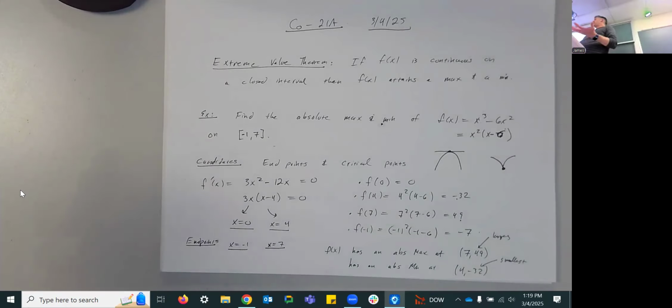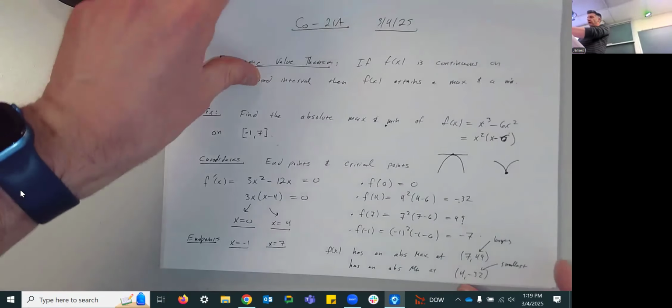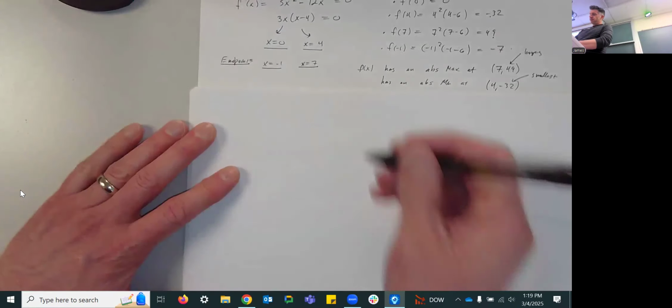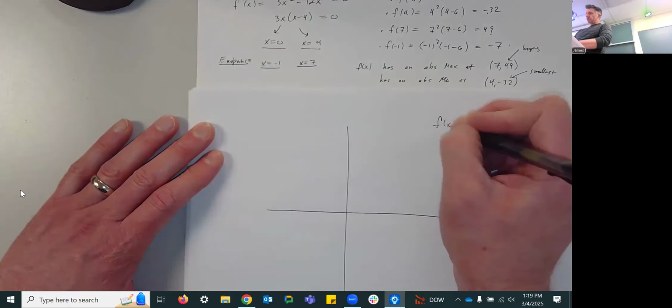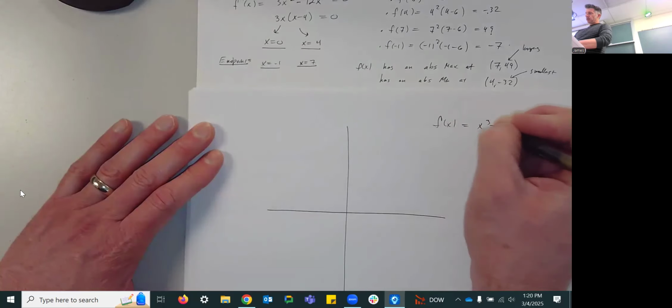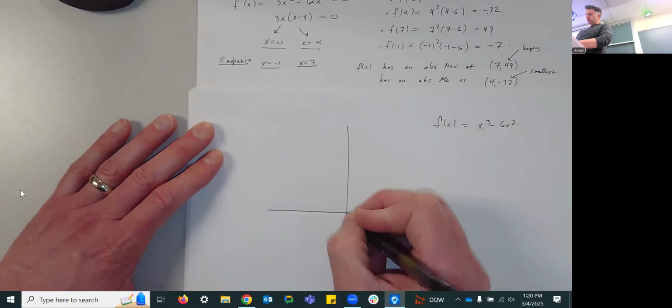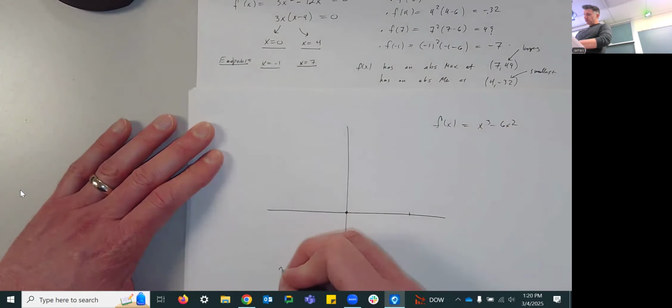Not that we need to graph it to see this, but I just want to point out that if we were to graph this function, here's what it would look like. So the function x cubed minus 6x squared looks about like this.